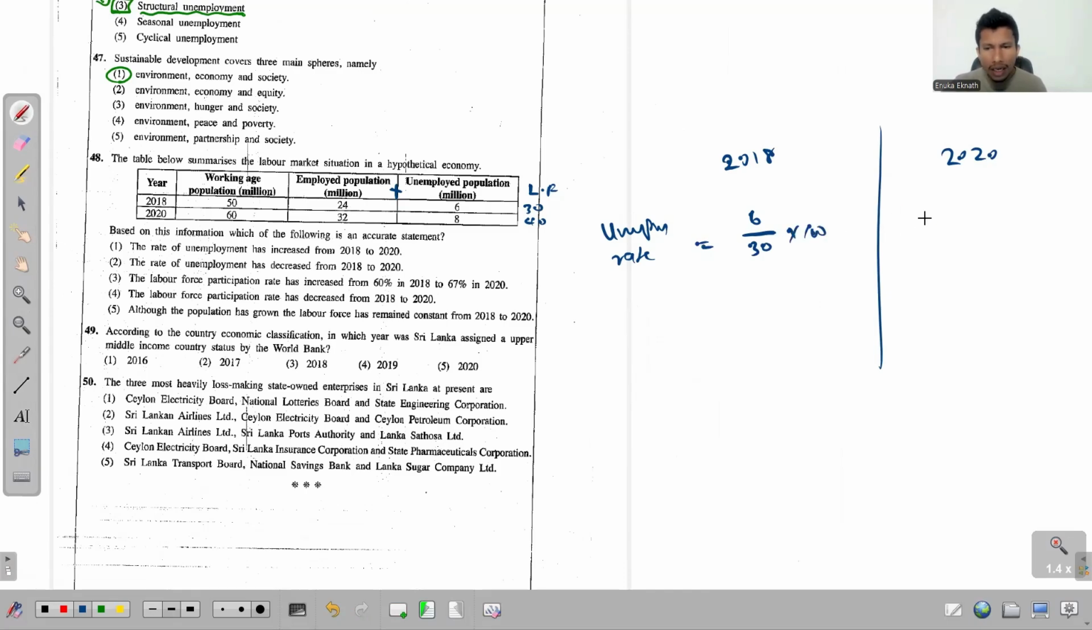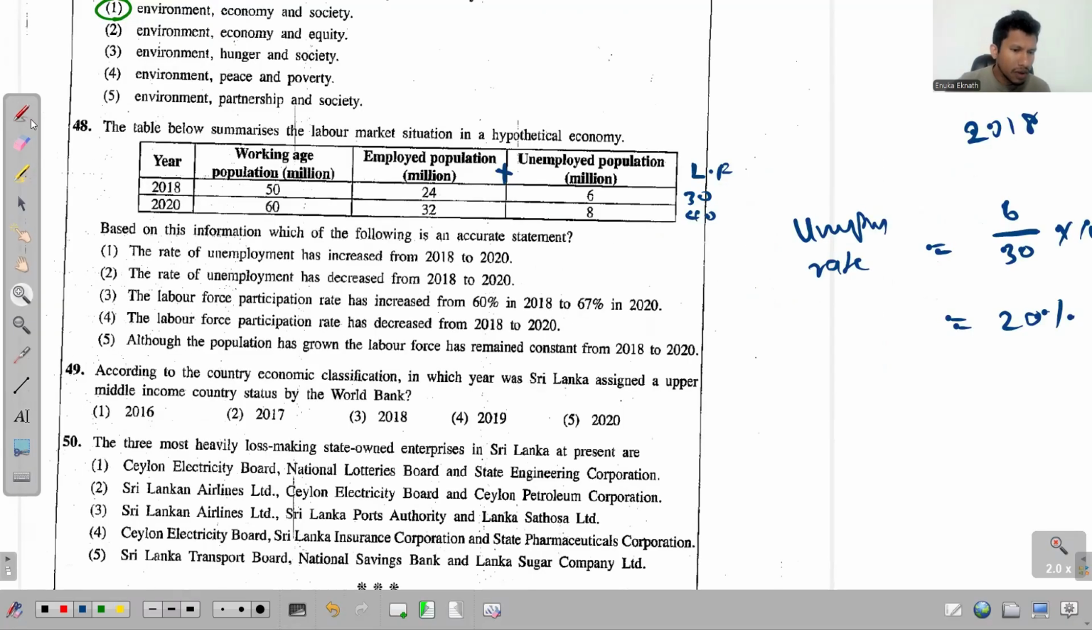So in the second year, unemployment is 8, labor force is 40, and we multiply this by 100. See that now? When you simplify this, you get 20. And here 5, again it's 20%. See, nothing has happened to the unemployment rate. So there's no increase, there's no decrease. We can remove these two options.